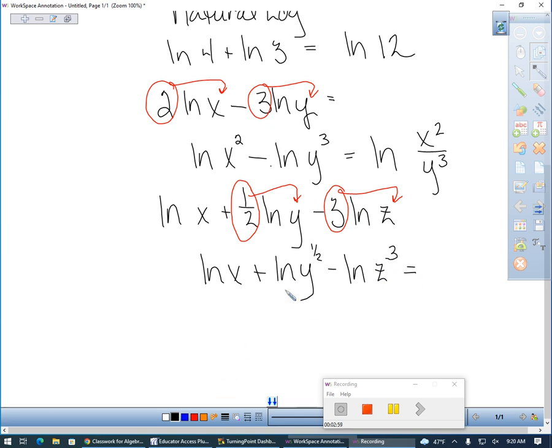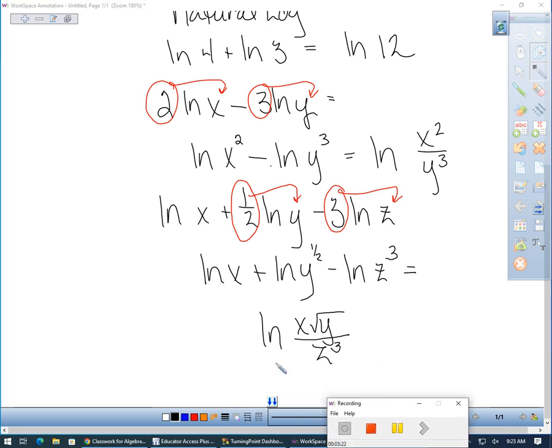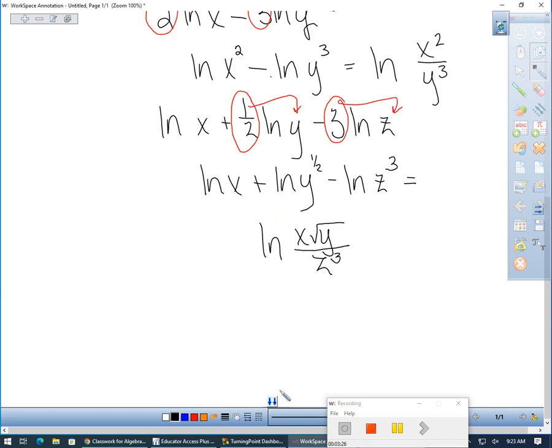All right, so now we can put these together. We're going to write this natural log one time. When we are adding, we're really multiplying. So I have x times y to the 1/2, or what's another way we can write to the 1/2 exponent? That's the same as the square root of y. And then divided by, because of this minus, z to the third. All right. So this is the style or the type of problem you're going to be solving in 12 through 18. Let's see one last one in here.